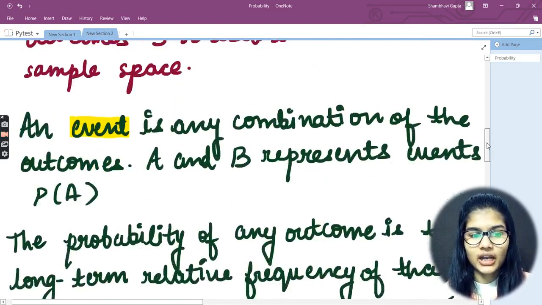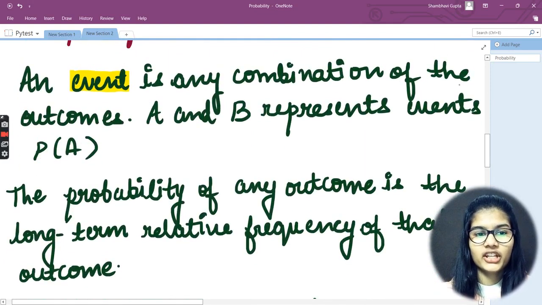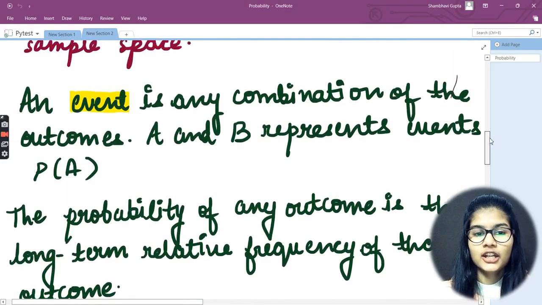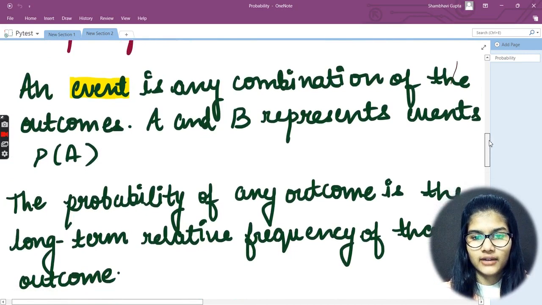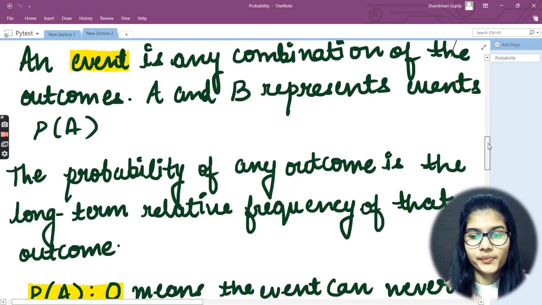Yes, further we discussed the event, that is, what an event is. An event is a combination of outcomes. A and B represent events, and if you want to write that in the form of probability, it is probability of A like this. The uppercase characters you are having all represent the events for you.